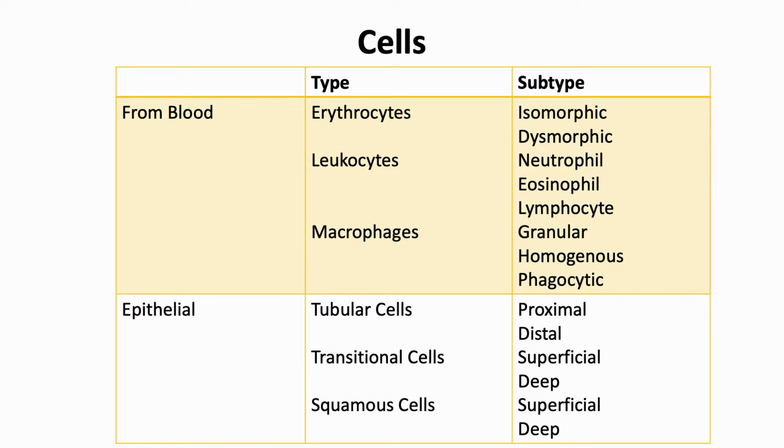So these are the different cellular elements that are often identified in the microscopic examination of urinary sediments. From the blood, we can identify the different erythrocytes, leukocytes, and macrophages and their different subtypes. And of course, the epithelial cells, the different types of which would be the tubular cells, transitional cells, and even the squamous cells.